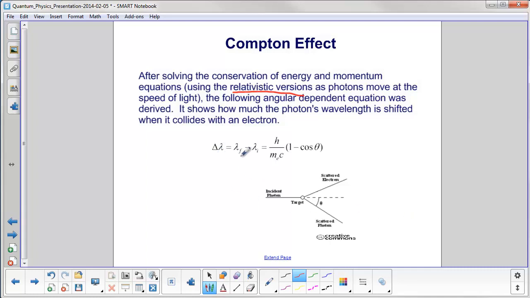The wavelength shift, which is the final wavelength minus the initial, is h over the mass of the electron times the speed of light times 1 minus cosine theta, and theta right here is the angle that the scattered photon makes with the horizontal line that continues. The incident photon came in like this, so had it not been scattered it would have kept going straight, but this scattering angle here is how much the photon was deflected by the electron, and of course the electron went off in this direction.